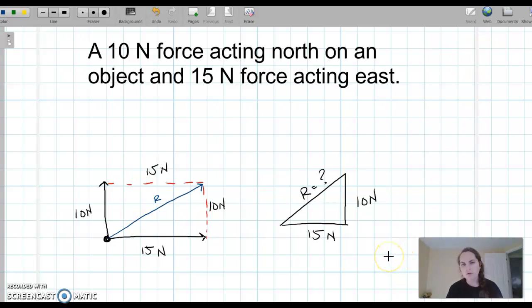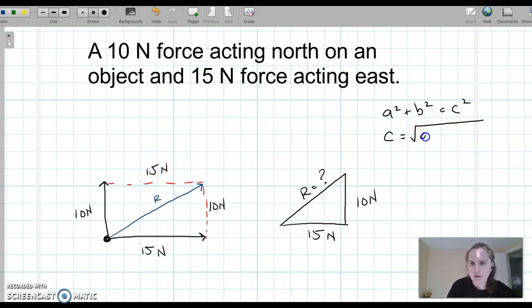All right, so now in order to solve, we have to use the Pythagorean Theorem, which says that a squared plus b squared is equal to c squared. But we are not asked to solve for c squared. We are asked to solve for the hypotenuse, which would be c. So how do we solve for c? Well, we say that c is equal to the square root of a squared plus b squared.